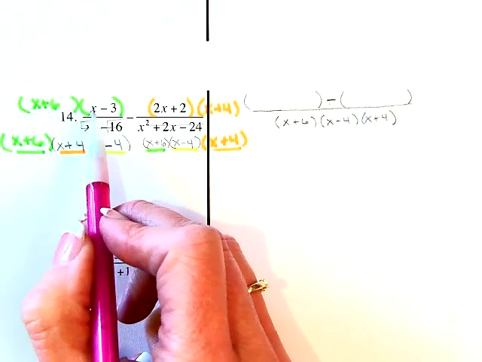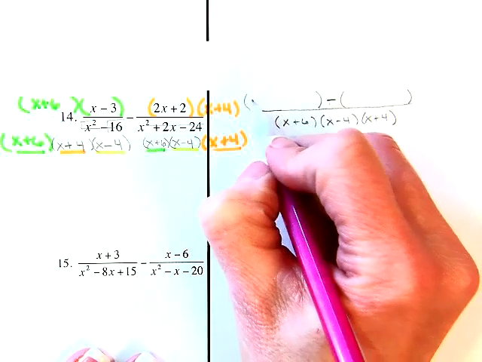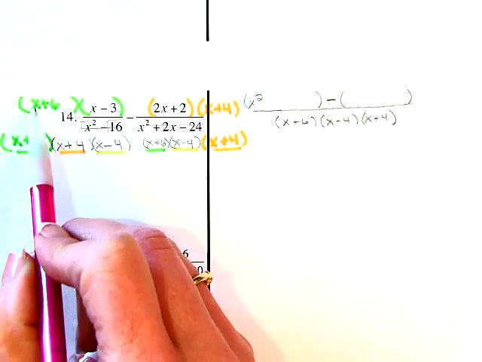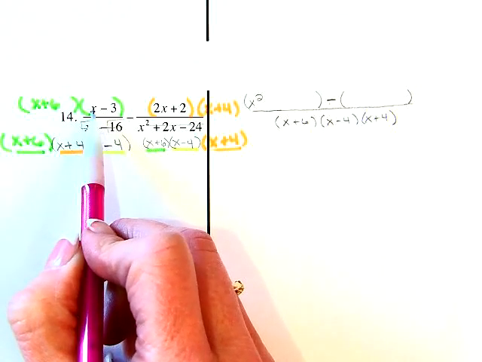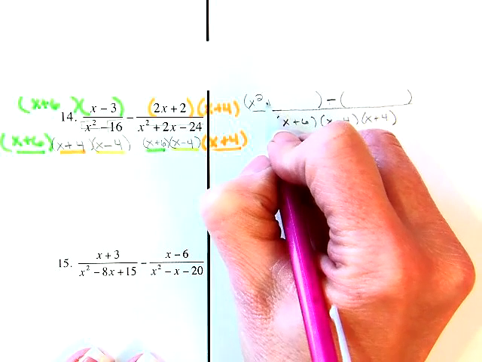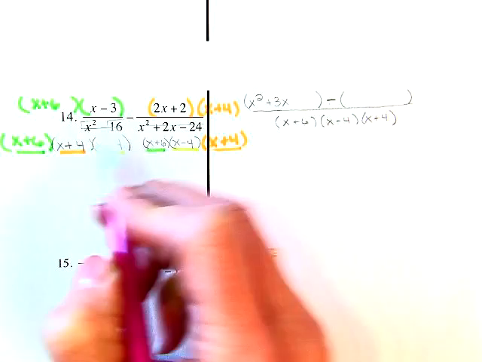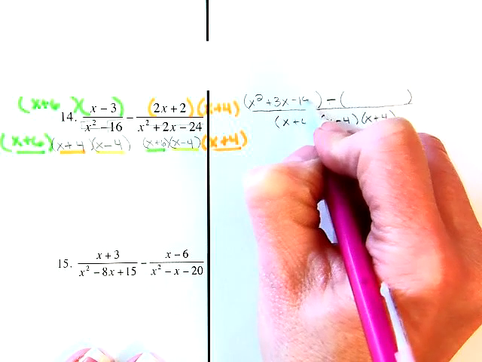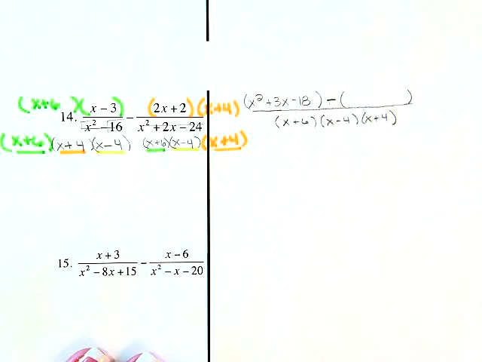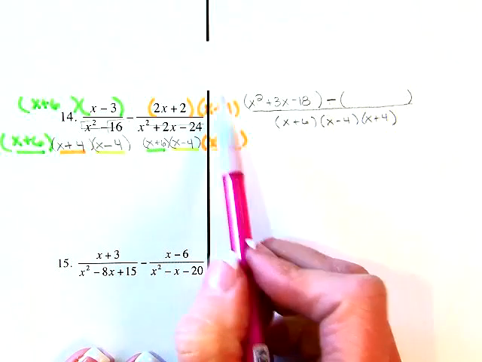So now I'm going back here, I'm going to FOIL this out. X times x is x squared. The outside product is minus 3x, the inside product is plus 6x, which turns into a plus 3x. And then this positive 6 times negative 3 is a minus 18. That is that trinomial. Now we're going to do this one.